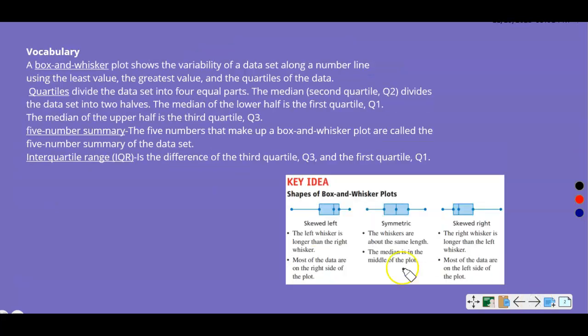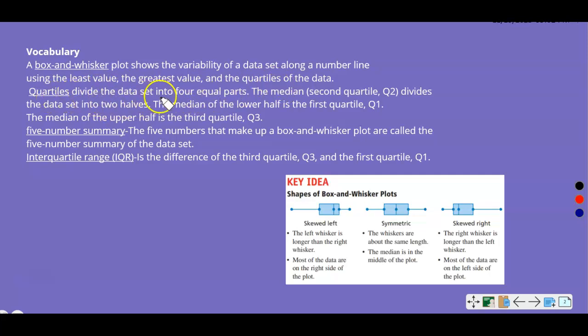Some vocab that you need to know. A box and whisker plot shows the variability of a data set along a number line using the least value, the greatest value, and the quartiles of the data. So again, from the previous page, remember it had the Q2 in the middle, that was the median, and then the Q1 and Q3 are the two ends of the box, and then you had your outliers outside of that. So make sure that you know the least value and the greatest value and the quartiles of the data.